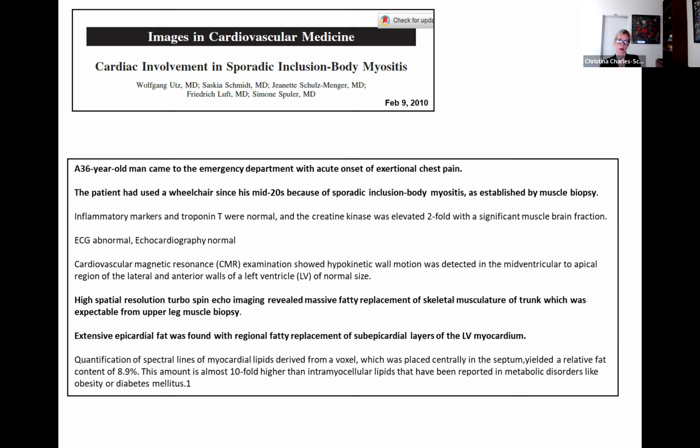It's also known that the heart can be involved in other myopathies like muscular dystrophies, right? And they talk here about the amount of lipid, and we're going to get into the statin bit, the amount of lipid that was in the muscle on the MRI of the heart.